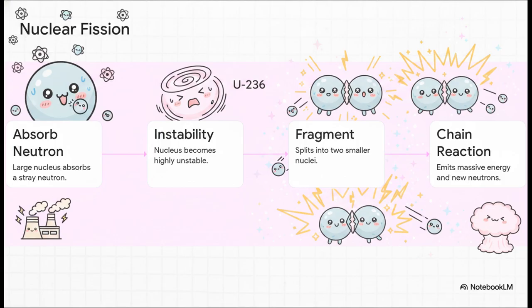For example. But here is the critical part, the real game changer. This split releases a massive amount of energy and it ejects more free neutrons. Those new neutrons then fly out and hit other uranium atoms, causing them to split, which releases even more energy and more neutrons.